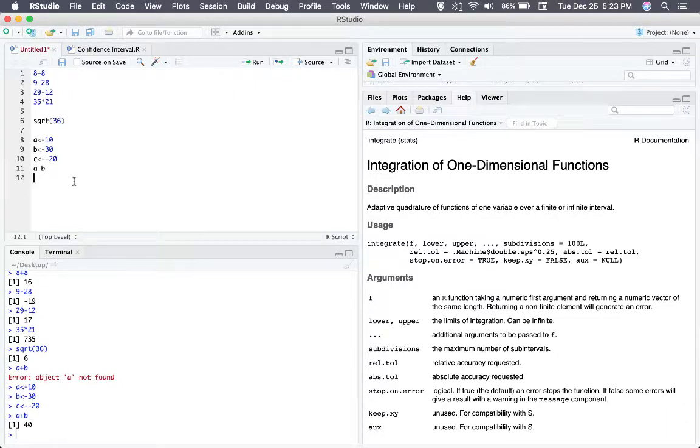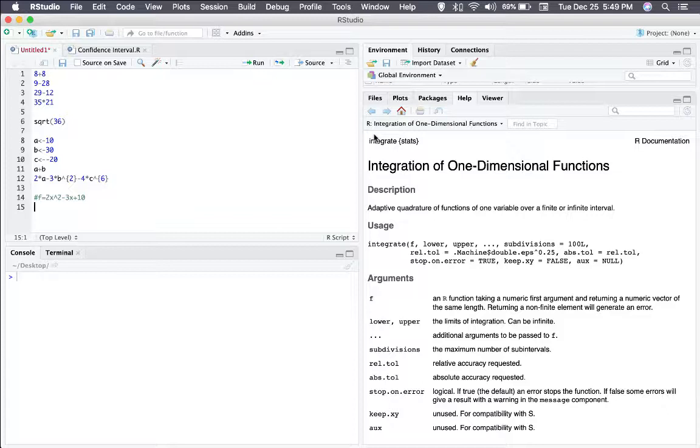Okay. Next equation, I need to find 2 times A minus 3 times B to the power 2 minus 4 times C to the power 6. So this is the equation: 2a minus 3b to the power 2 minus 4c to the power 6. Just click on run, then you will get the answer.